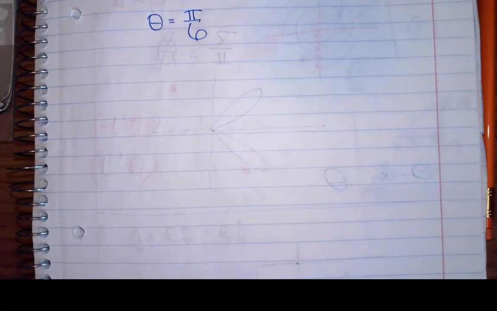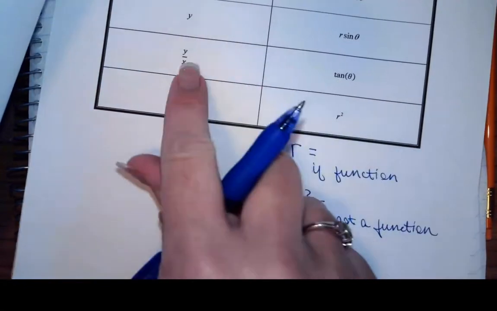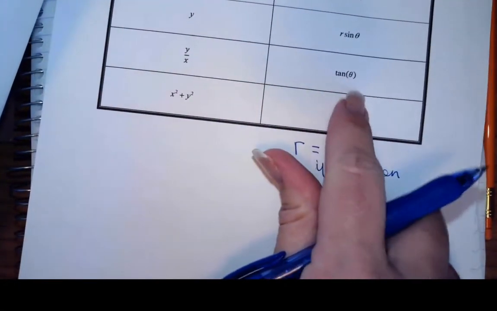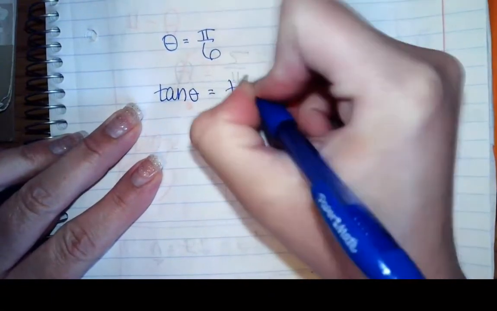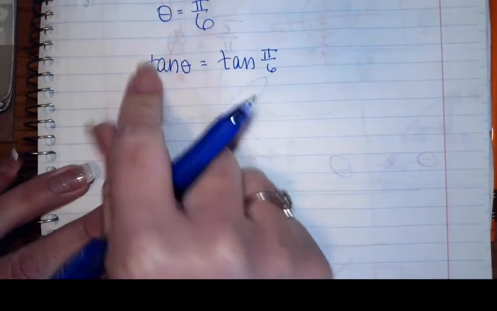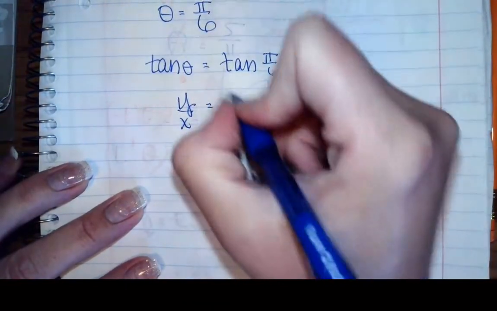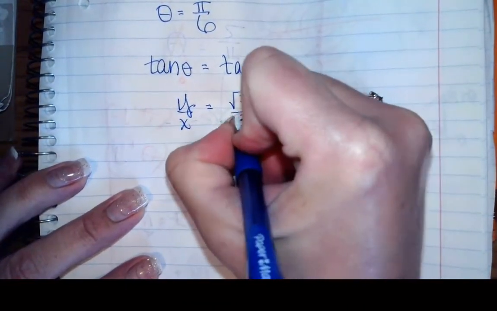Okay, so how do I do this? Well, looking at my polar coordinates and pretty pictures, I find out that if I've got an angle measure, I can take the tangent of both sides. So the tangent of theta will equal y over x. So I'm going to take the tangent of both sides. So I've got tangent theta equals the tangent of pi over 6. Okay, well, what can I swap out tangent theta for? That's going to be y over x. And then the tangent of pi over 6 is going to be root 3 over 3.